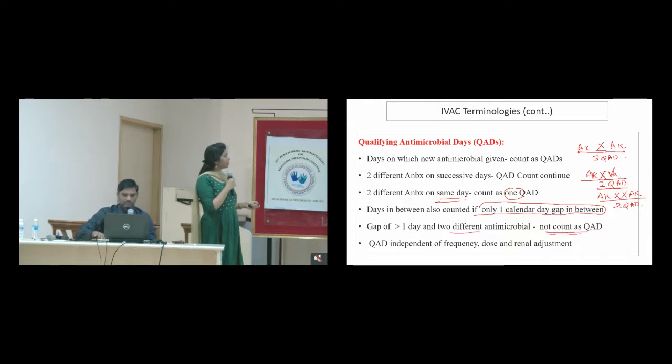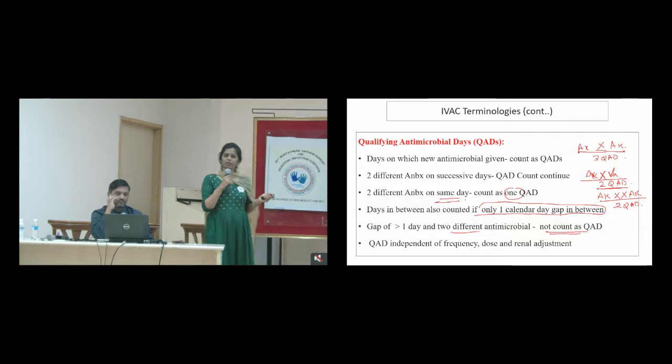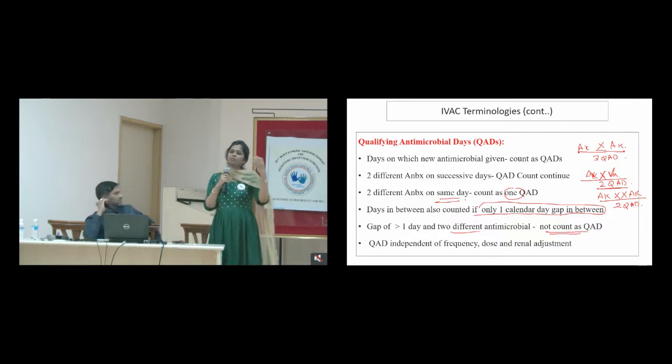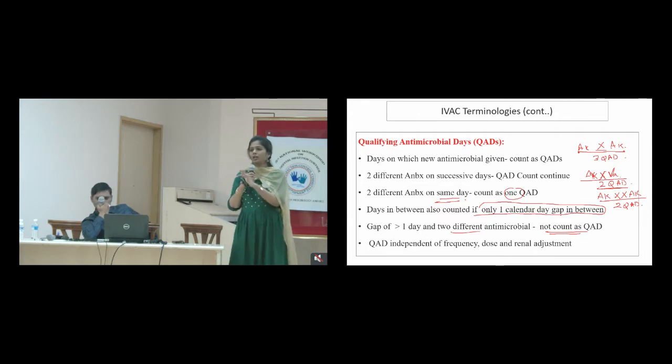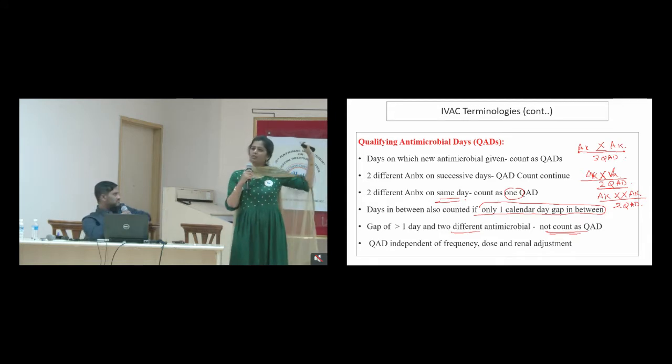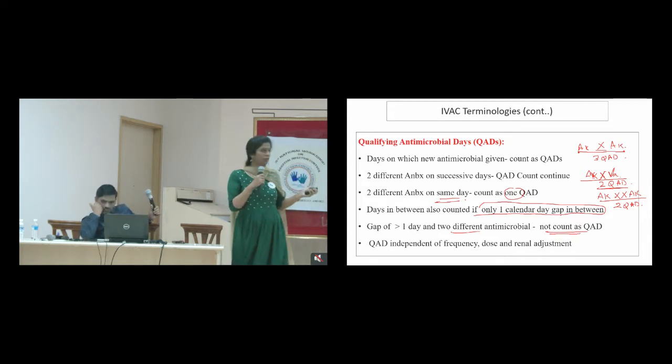Last point: QAD is independent of frequency, dose and renal adjustment. Because the patient has renal toxicity or acute renal dysfunction, they say for 2 days we are not going to give the antibiotic. You cannot consider that as a criterion to skip the days. So whatever QADs are there, it is independent of renal adjustment, dose and frequency.